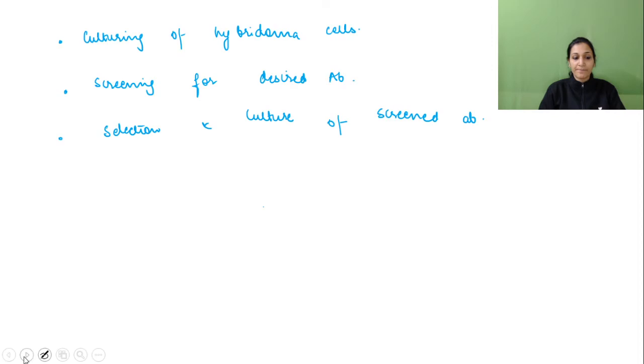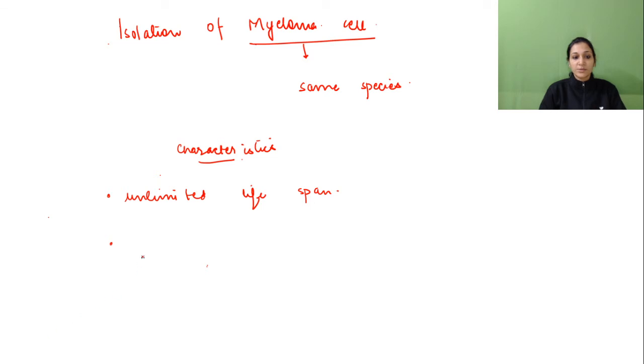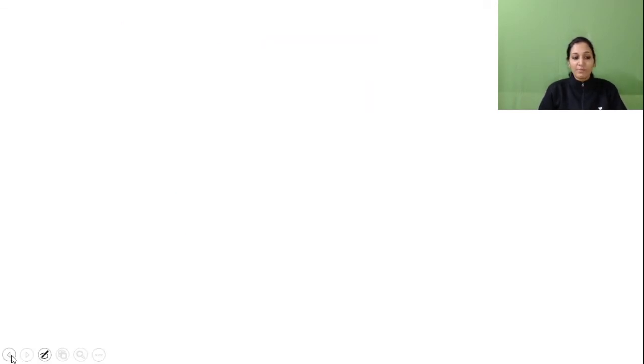Where is the screen gone? So here's the screen.